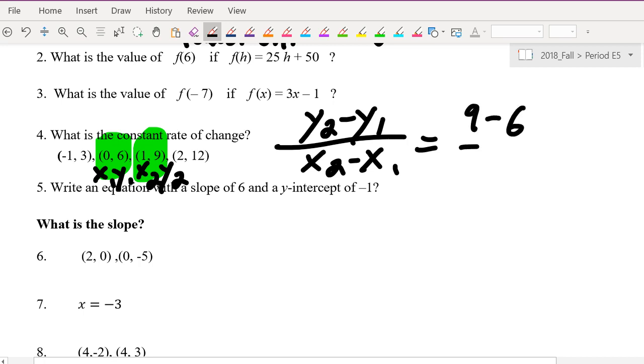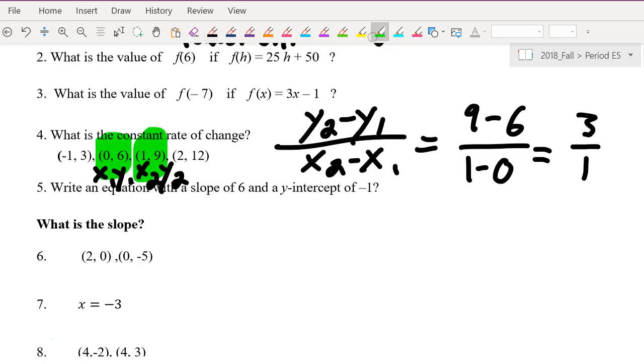9 minus 6 over 1 minus 0. 3 over 1. So if we do that for any of these, we should get the same answer. And I'm doing it real quickly. Yep, we do. 3 over 1. So the constant rate of change is 3 or 3 over 1.